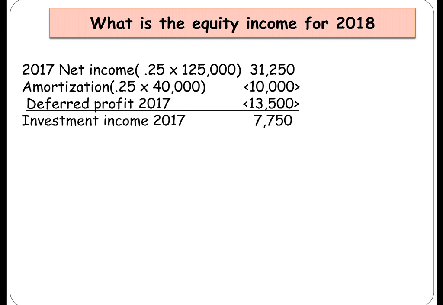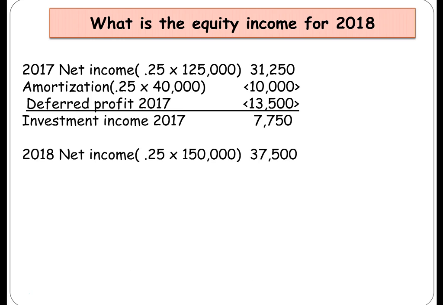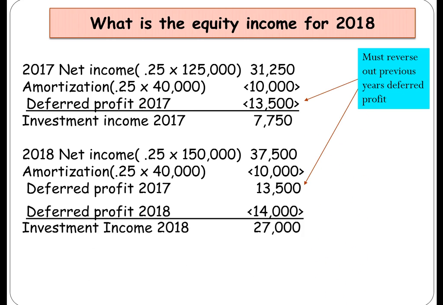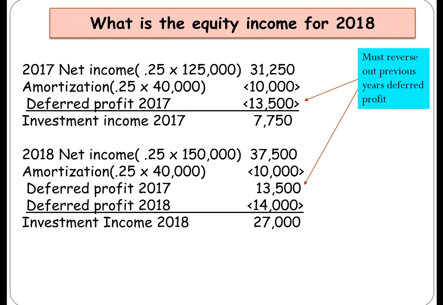Now let's look at 2018. We would show our share of the income of the sub of $37,500. We would reduce it by the amortization. We would add back in last year's deferred profit, and we would take out this year's deferred profit to get net income for the current year for equity income for the current year for 2018 of $2,700. And that concludes this presentation on intercompany accounting for intercompany inventory transactions.